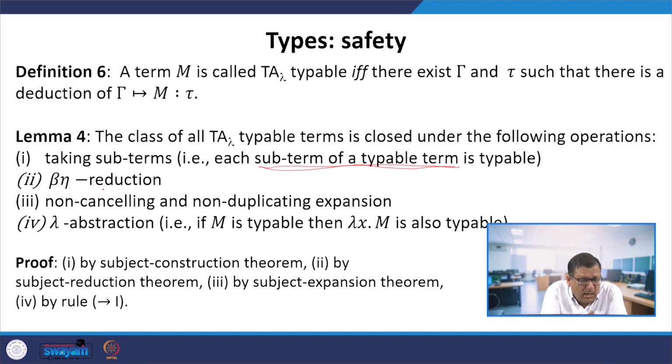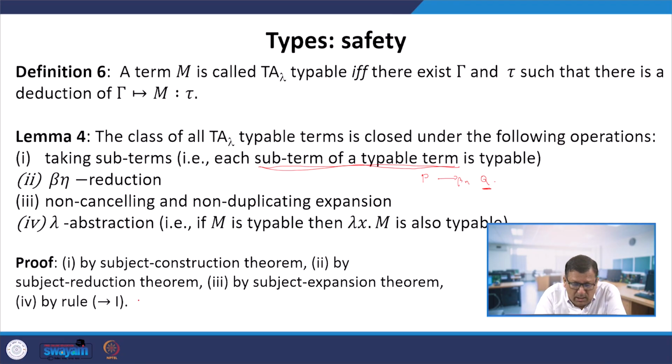Next is the beta eta reduction. That means if the term P is typeable, and P beta eta reduces to Q, then Q is also typeable. This is coming from the subject reduction theorem that we studied earlier. Next, it is closed under non-cancelling and non-duplicating expansion. This is the condition that we imposed earlier.